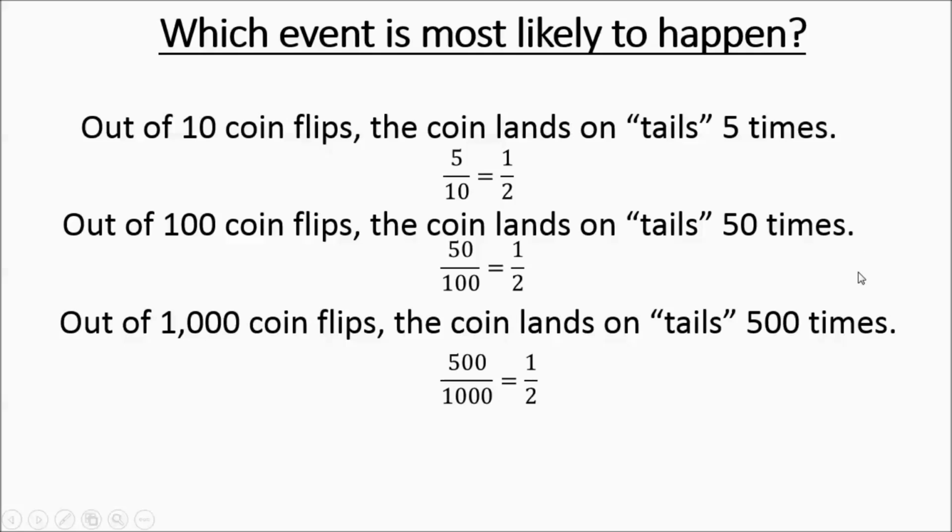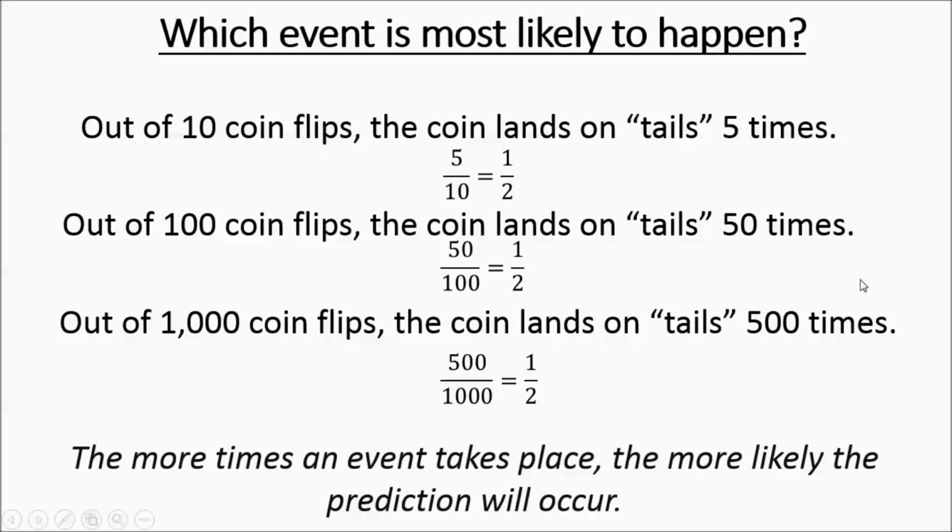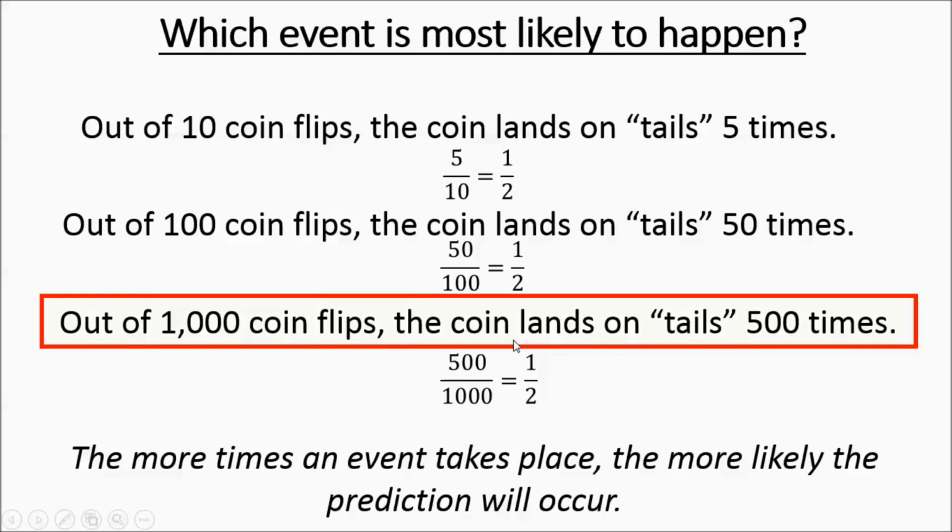But the one that's most likely to occur is the one that takes place the most, the one that had the most trials. The one that had the most trials was the 1,000 coin flips. 500 out of 1,000 is most likely to happen. The more you do a trial, the more likely you're going to get that theoretical outcome.